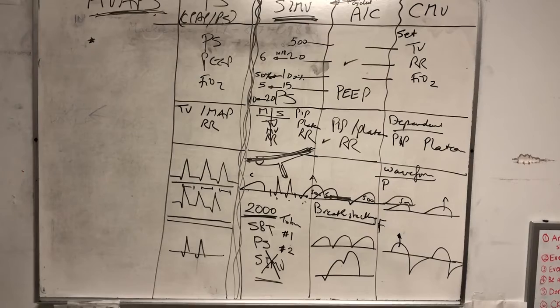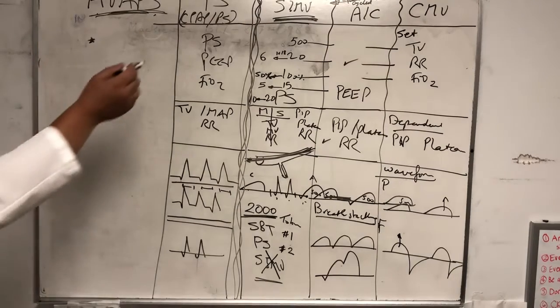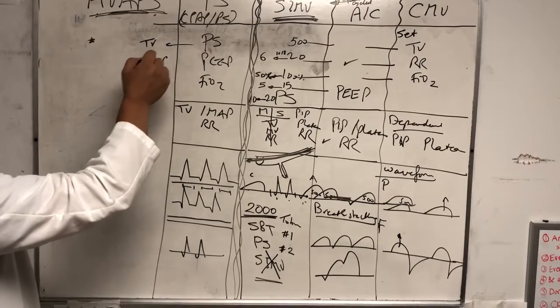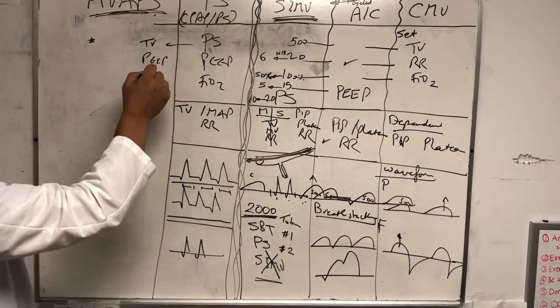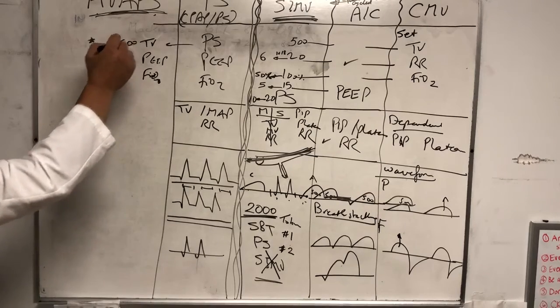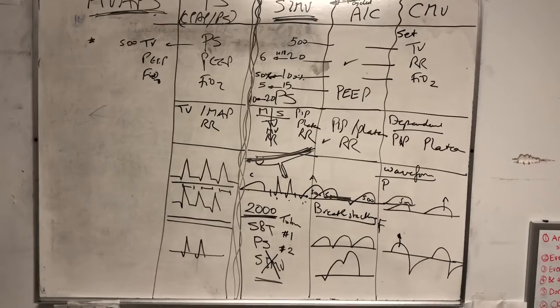But what it does is that it changes this a little bit. It makes this a tidal volume, and this is PEEP, and this is FiO2. So instead of you ordering a pressure support, you order a tidal volume. And let's say you want a 500 tidal volume. So the machine will give you a 500 tidal volume using pressure support.